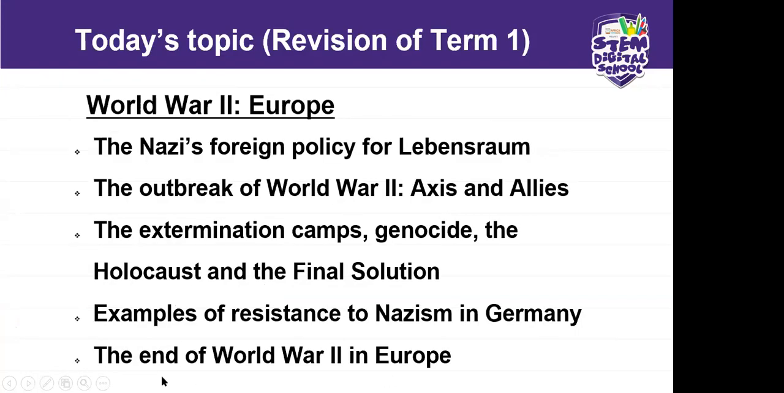Okay, and then today, this is our topic for today. You can see it's written revision of term 1. So we're going to look at World War II in Europe. What was happening in Europe during World War II? Under this topic, we're going to look at the following subtopics: the Nazis' foreign policy for Lebensraum, the outbreak of World War II, Axis and Allies, the extermination camps, genocide, the Holocaust, and the final solution, examples of resistance to Nazism in Germany, and the end of World War II in Europe. So that's what we're going to focus on today.